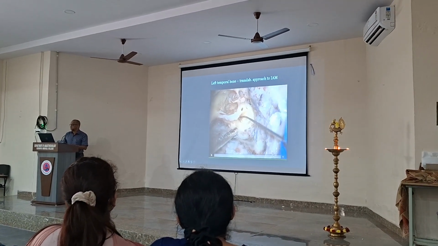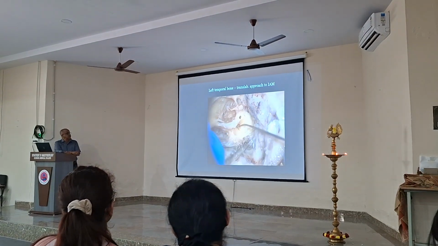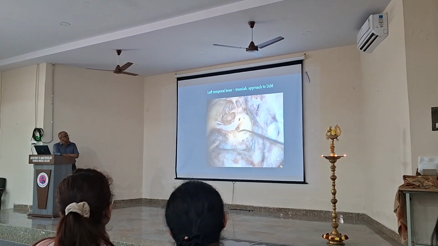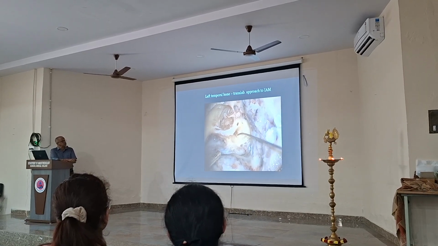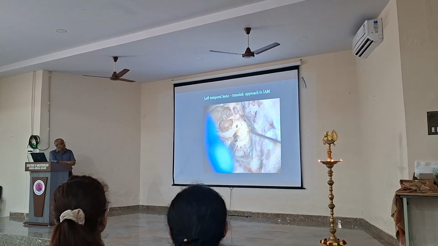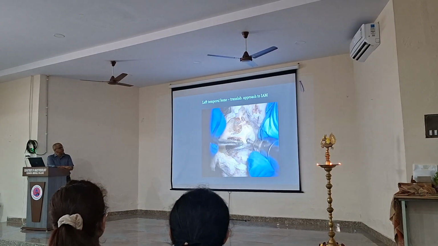So now this is how the translabyrinthine view looks. This is the lateral canal. This is the crus commune. That is the superior vestibular nerve. This is the ampullary end. This is the non-ampullary end. So now we see 1, 2, 3, 4, 5 openings into the labyrinth.